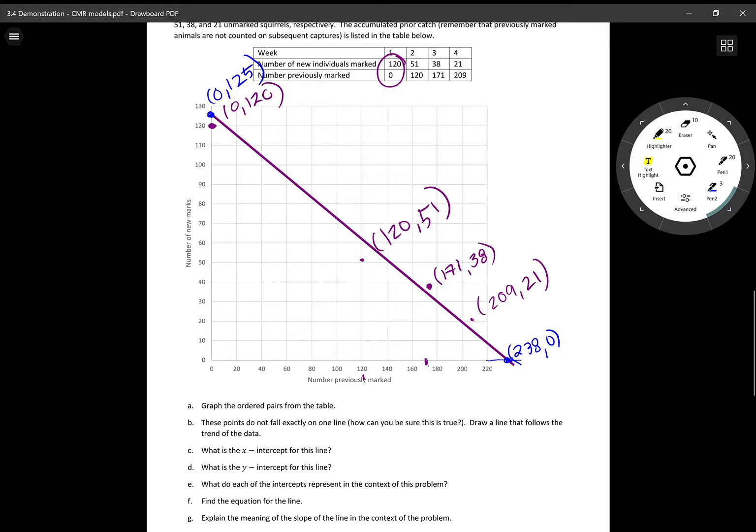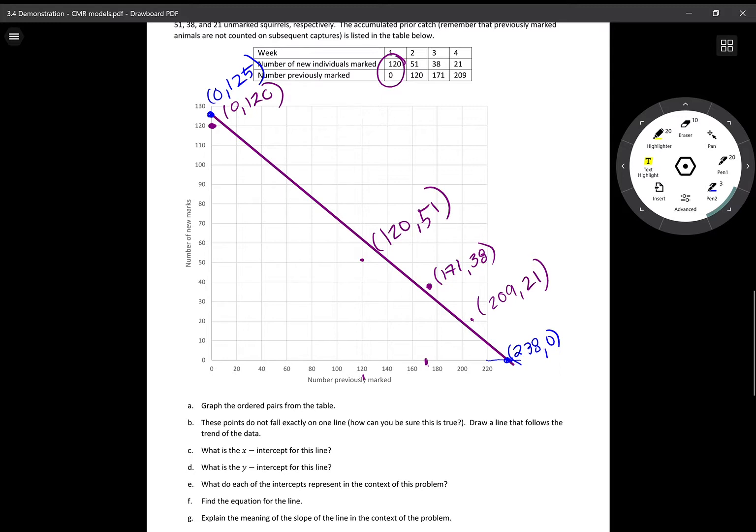The X-intercept, that one's interesting to us because we didn't have data that went that far out. That says if you've marked 238 of the squirrels, then when you go out and capture, you shouldn't have any unmarked. So I actually think it is giving us the same information as the first one in a different way. I still think what that's getting at is that if you mark 238, you're not going to be able to mark any because you've got all of them. So the population is roughly 238 squirrels.